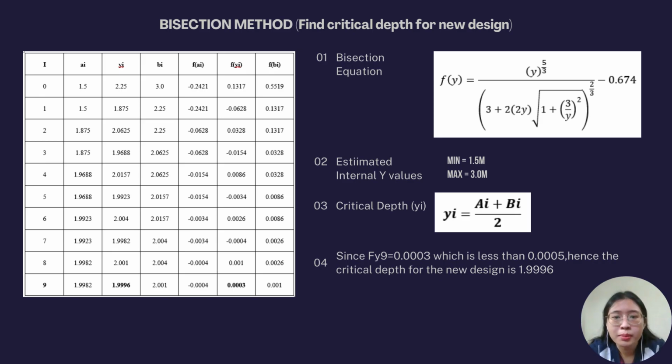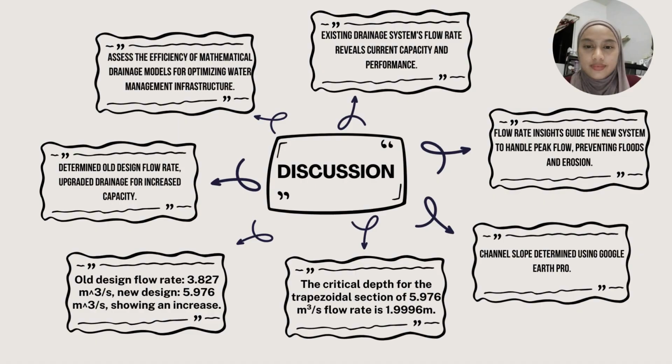Moving on to the bisection method, at first we have to determine the bisection equation, just like I have shown on the right-hand side at the top of the equations. Second, estimate the interval y values, and here we are taking 1.5 meter and 3 meters. Then we use the formula yi equal to ai plus bi over 2 to calculate the critical depth. Referring to the left-hand side table, the f(y9) value we get is 0.0003, which is less than 0.0005, which means the critical depth for the new design is 1.9996.